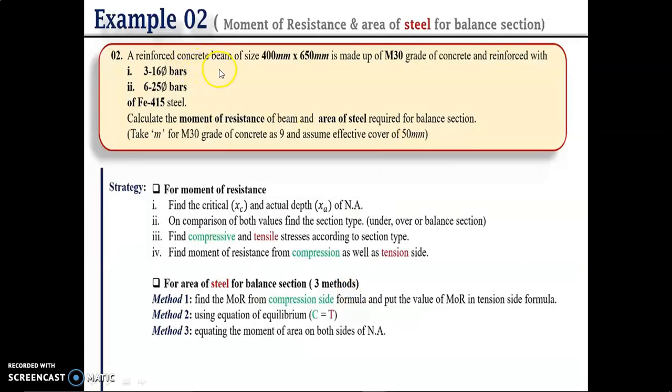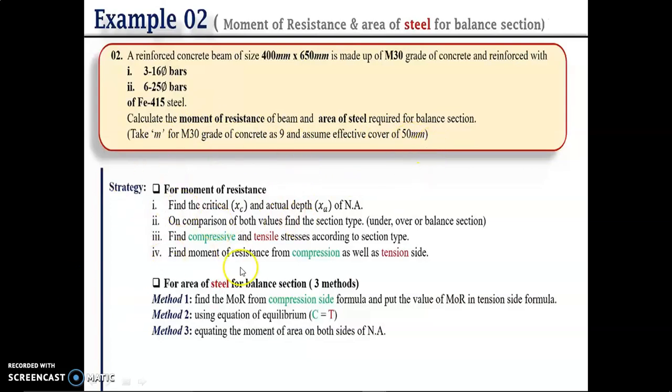Here we have a reinforced concrete beam of size 400 mm into 650 mm, made up of M30 grade of concrete and reinforced with 3 bars of 16 mm dia and 6 bars of 25 mm dia of Fe415 steel. We are asked to calculate the moment of resistance of the beam and the area of steel required for a balanced section. Here it is already given for a balanced section. Now take m for M30 grade of concrete as 9 and assume an effective cover of 50 mm. Means here the m value is 9 and the effective cover is 50 mm.